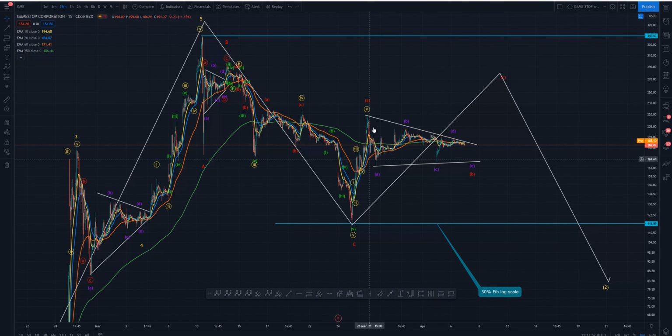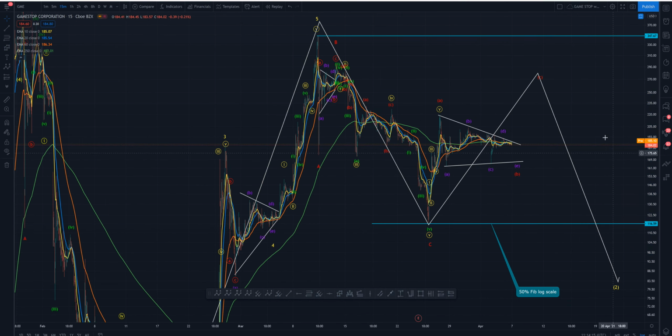So we have an impulsive move, which is an emotive wave, emotive A. Okay, so 5 waves in an A. Then we have a triangle B, and then we should have a 5 wave pop into a C, and then 5 waves down in a C of a 2. If you understand what I'm saying.